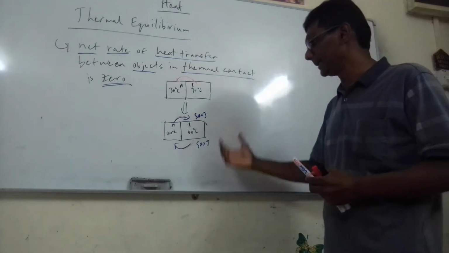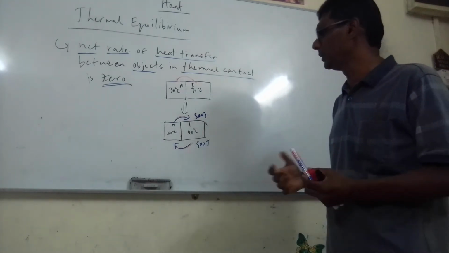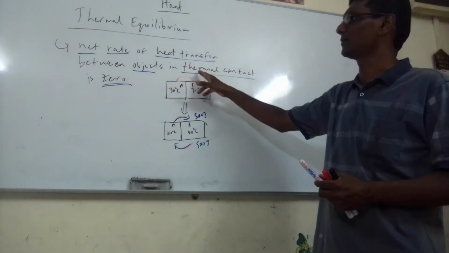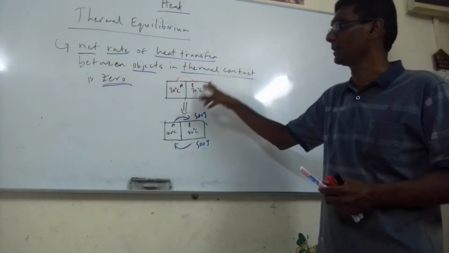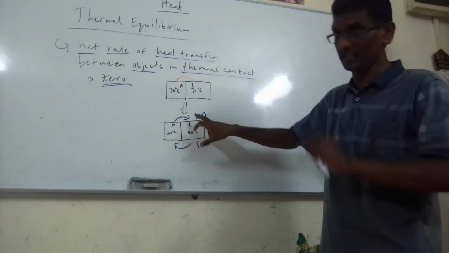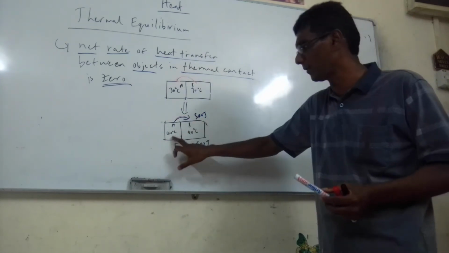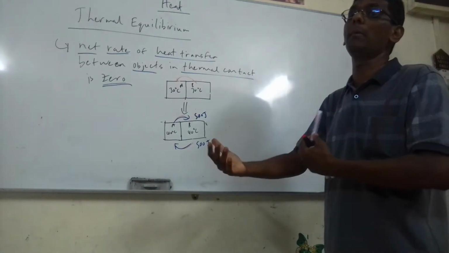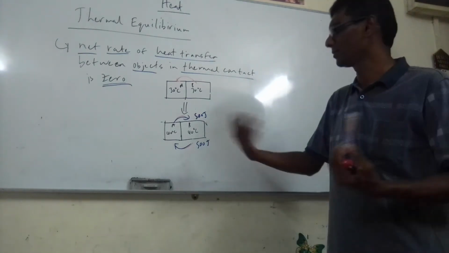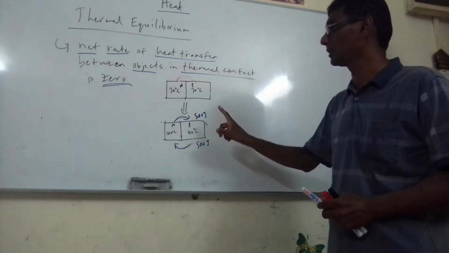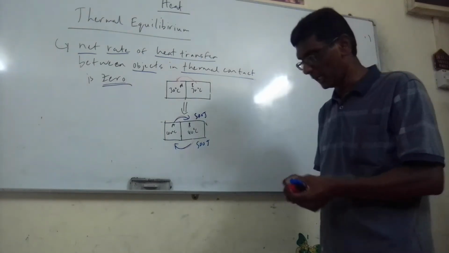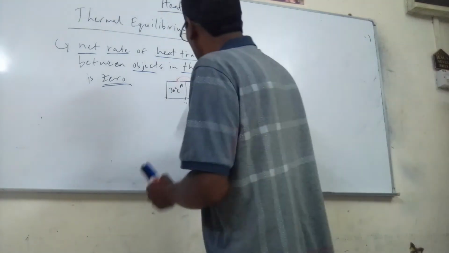Based on thermal equilibrium, the temperatures are equal, so the net rate of heat transfer between objects in thermal contact is zero. For example, B gives 500 joule to A and A gives 500 joule to B, so the net is 500 minus 500, which is zero. This is called thermal equilibrium.